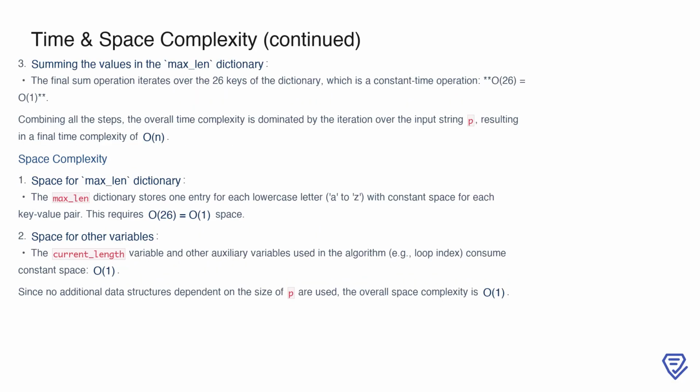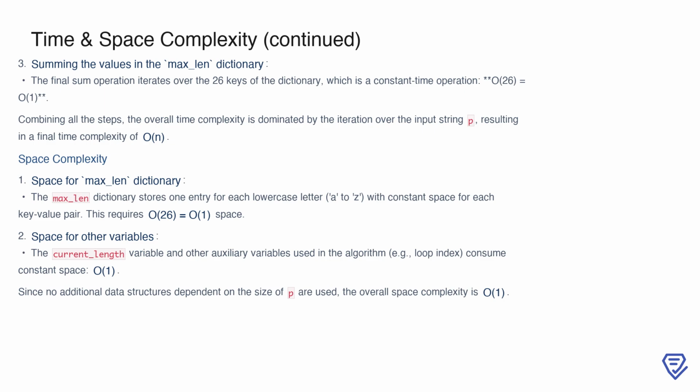After iterating through the string, we perform a final summation over the values stored in the max_len dictionary. Since the dictionary contains only 26 keys, this summation operation also takes constant time, contributing a complexity of 26, which simplifies to 1. When we combine all these steps, the overall time complexity is dominated by the iteration over the input string p, resulting in a final time complexity of n.